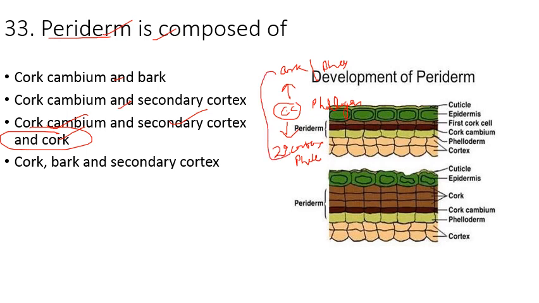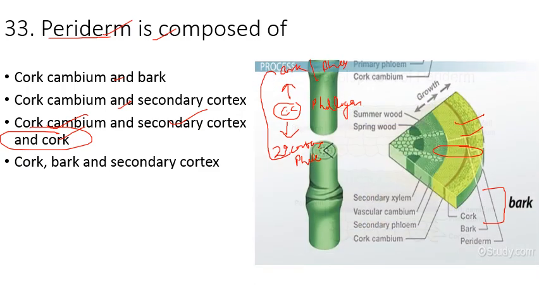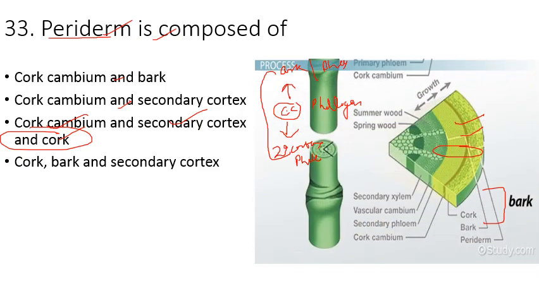So it consists of the cork cambium, then an outer layer called cork cells, and inner there is secondary cortex. These three layers form the combined layer called periderm. And bark is a non-technical term that includes tissue from phloem onwards. This is found during secondary growth. Bark includes the tissue, including primary phloem.